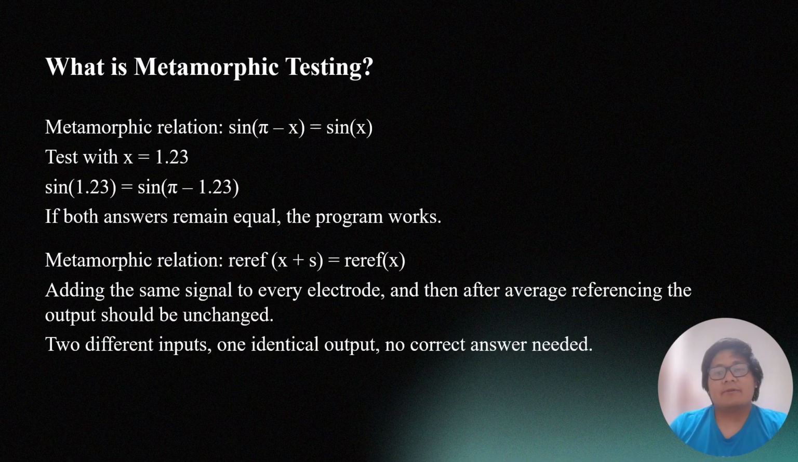Looking at a more practical example, a brain recording is really just a grid of numbers, one row per electrode, and one column represents a moment in time. Average re-referencing works by subtracting, at each moment in time, the average across all the electrodes. The main idea is that we don't need to know the correct answer, just that both answers are the same or consistent, and that's really what metamorphic relations are and what we'll be utilizing.